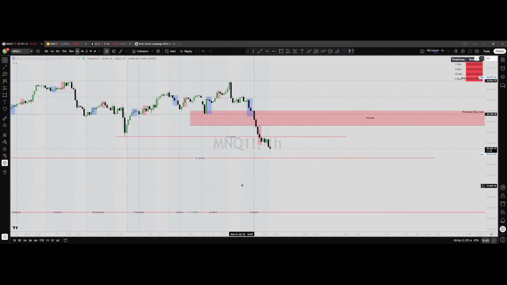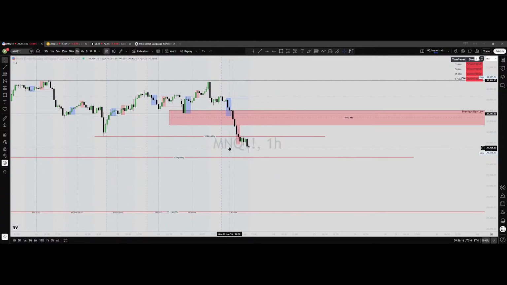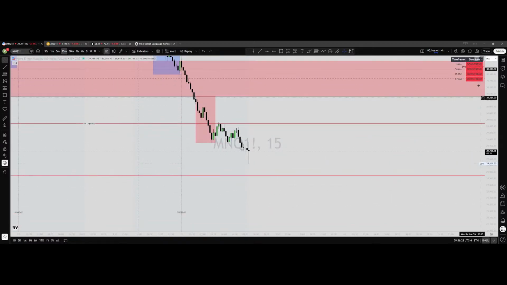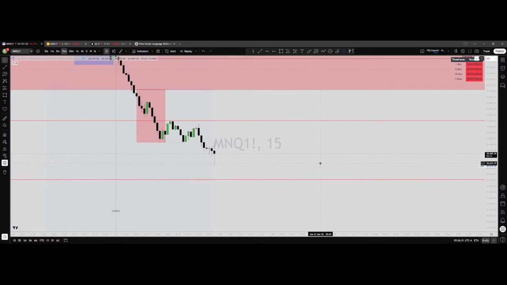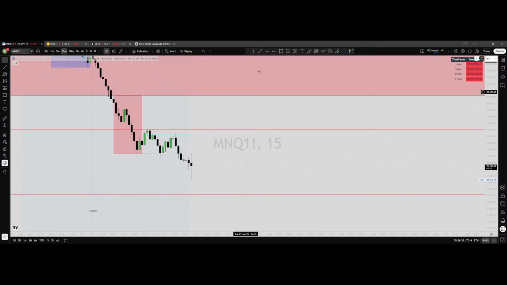Let's move to 1 hour time frame. You can see accumulation, manipulation. Most probably we can get a distribution of higher first, and then if we see the price coming down again, then we'll take it that way. As of right now, on a 15-minute time frame, price is trending downside.